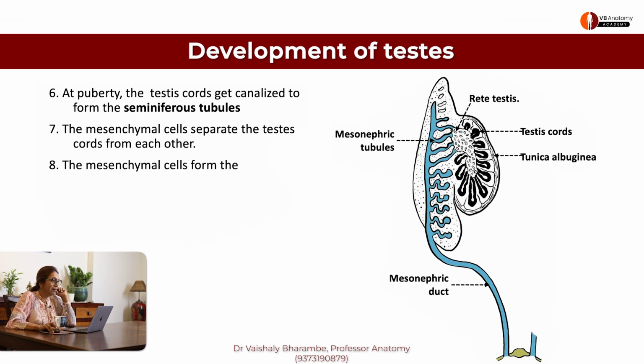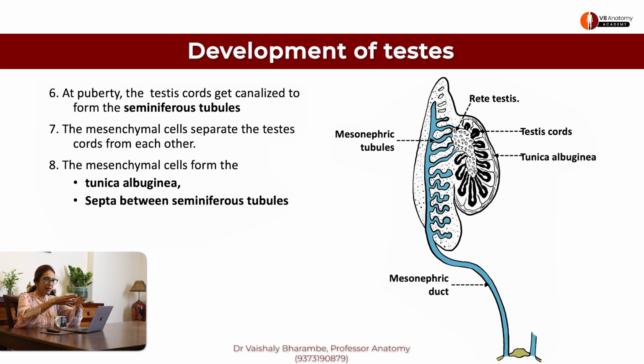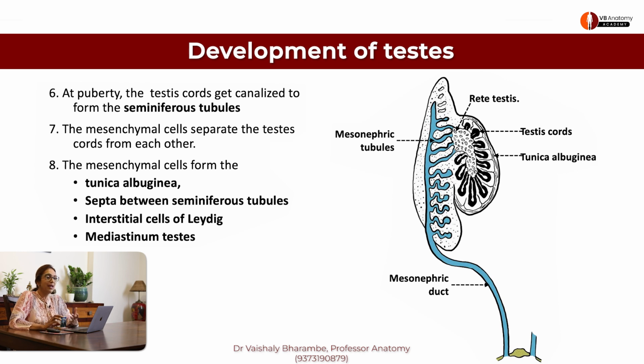How? The mesenchymal cells form the inner lining of the testes called the tunica albuginea. They begin to give out septa between the seminiferous tubules. They begin to produce interstitial cells of Leydig, which will secrete testosterone, and they also produce the mediastinum testis. All this is the job of mesenchymal cells, okay? So now can you see the testes forming?